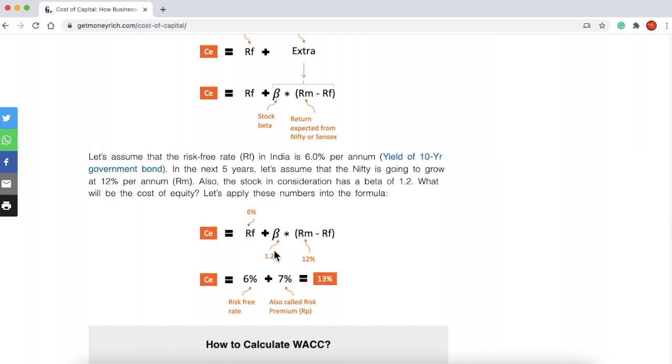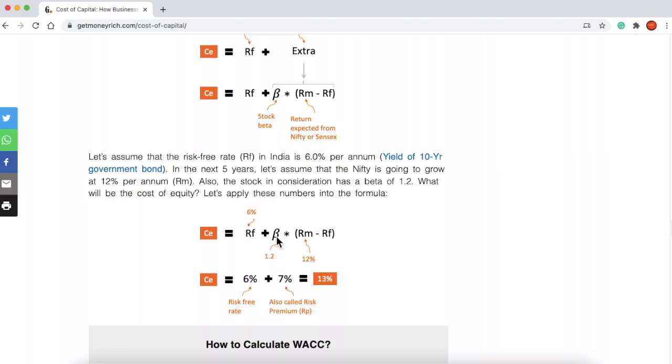So when you apply this formula, you will get what we call the cost of equity. So for example, let's say the risk-free rate prevailing in India is 6% per annum. The beta for the stock is 1.2, and we are expecting that the Sensex or Nifty in the next 5 years will grow at 12% per annum. So Sensex and Nifty is growing at 12%, the risk-free rate is 6%, and the beta is 1.2. So what return should our stock give to us?